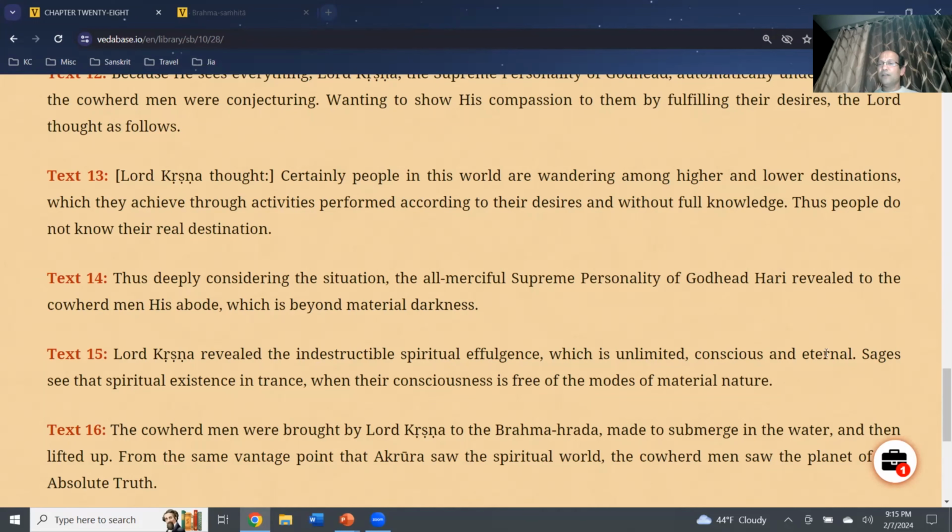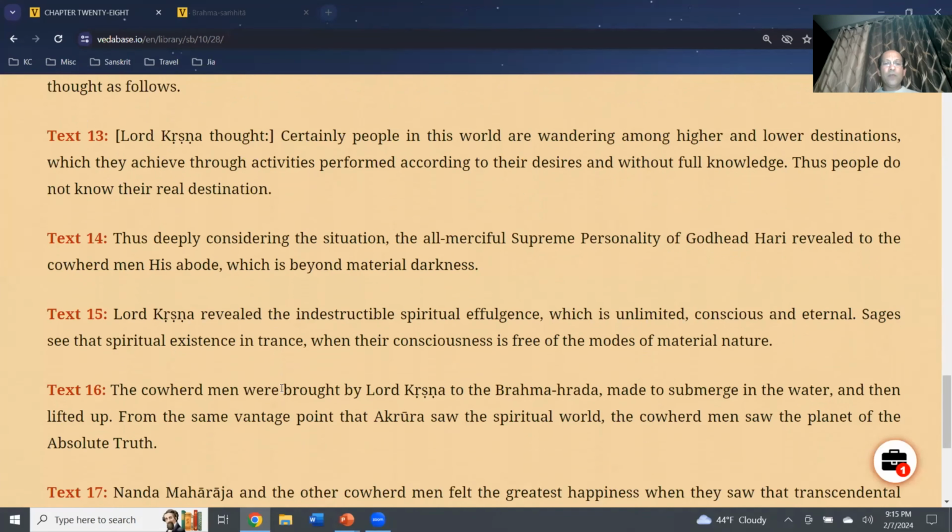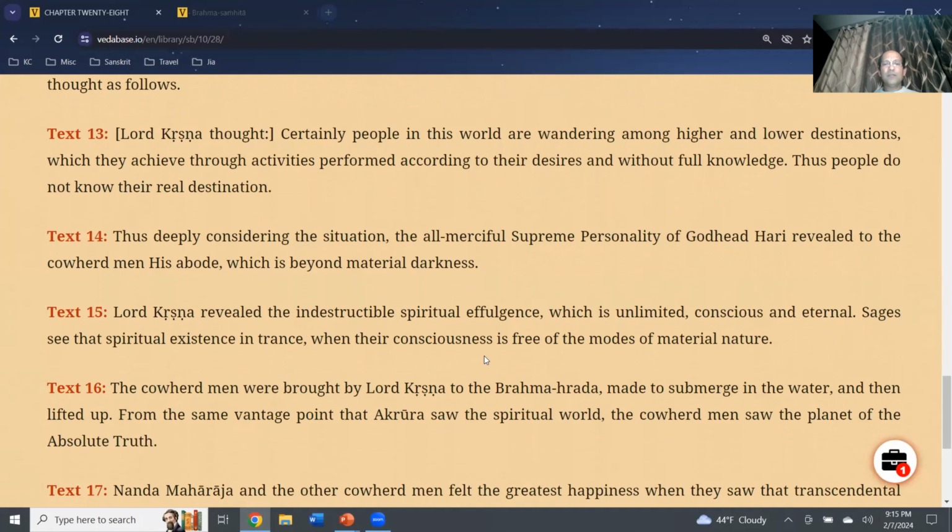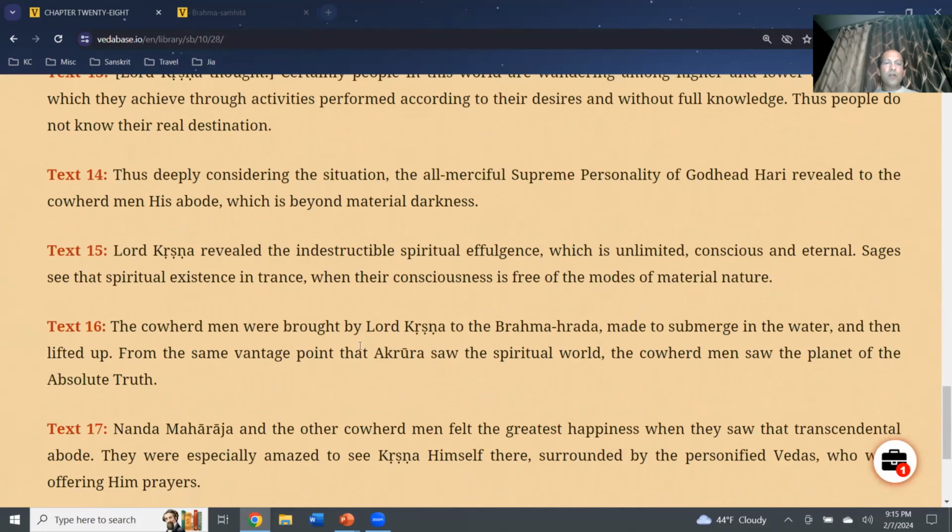Unlimited, conscious and eternal. Sages see the spiritual existence in trance when their consciousness is free of the modes of material nature. The cowherd men were brought by Lord Kṛṣṇa to Brahmarida. There is a lake called Brahmarida in the spiritual world, where Lord Kṛṣṇa made them submerge in the water and then lifted them up. From the same vantage point, Akrura saw the spiritual world.